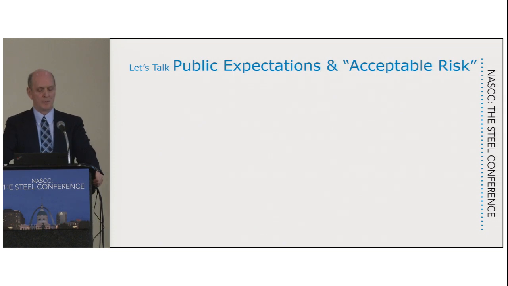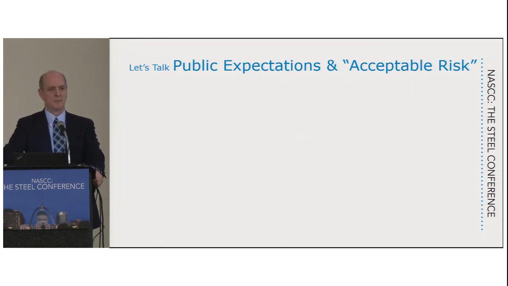So let's talk now about public expectations and acceptable risk. I think this is an area that we as engineers are really failing the public on. I don't think we convey the risks that the code writers have built into the building code to our clients, to our owners, to business owners, and to the public. They think that we are protecting them from all levels of shaking intensity. But we are protecting them against a very specific level of shaking intensity, which the code writers have given us to design to. And I don't think we communicate that well enough to the public.